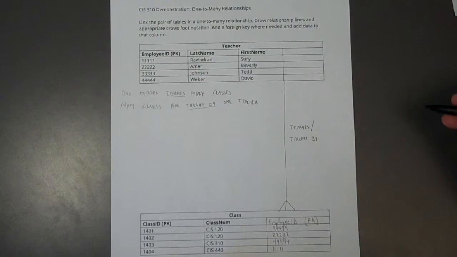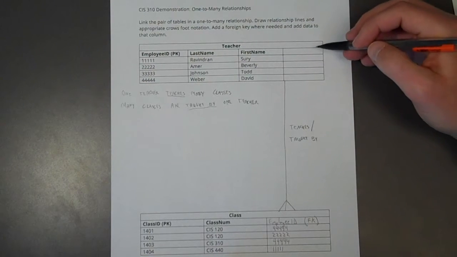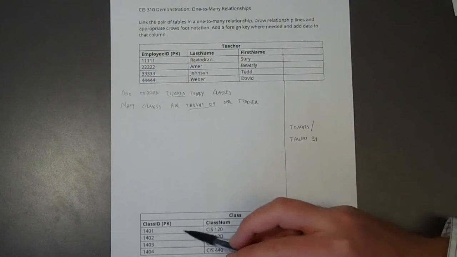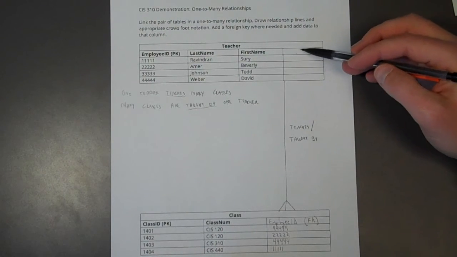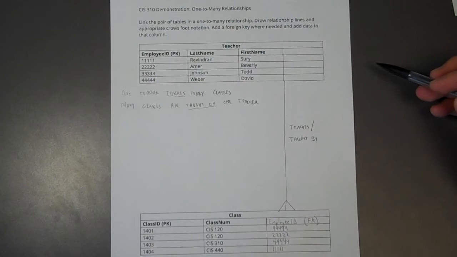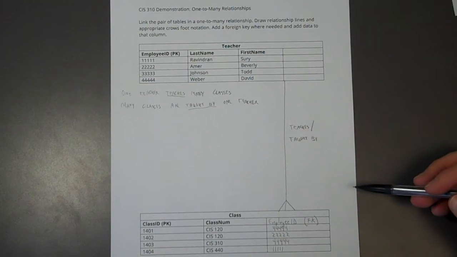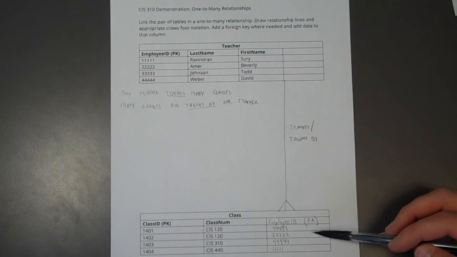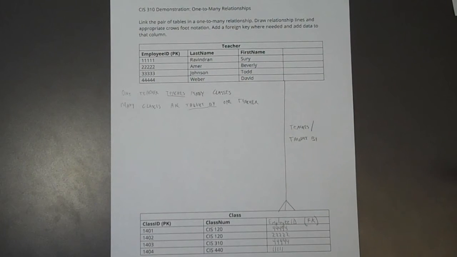One mistake students make is they think that both tables need to have a foreign key. Because there's a relationship between these two, they think that class ID should be a foreign key listed here, but that would be incorrect because we have a one-to-many relationship here, and only the many side of the relationship is going to get a foreign key. And one-to-many relationships are the most common type of relationship in any database.